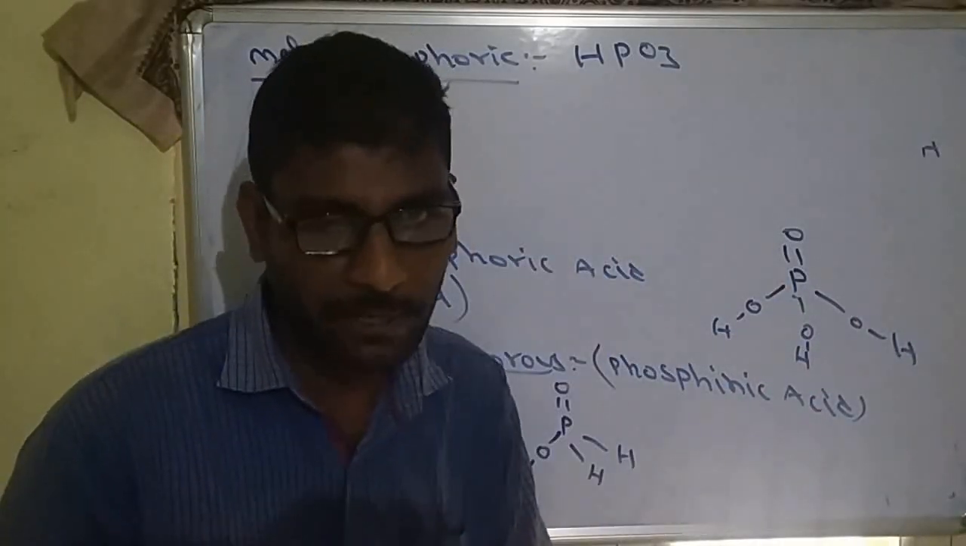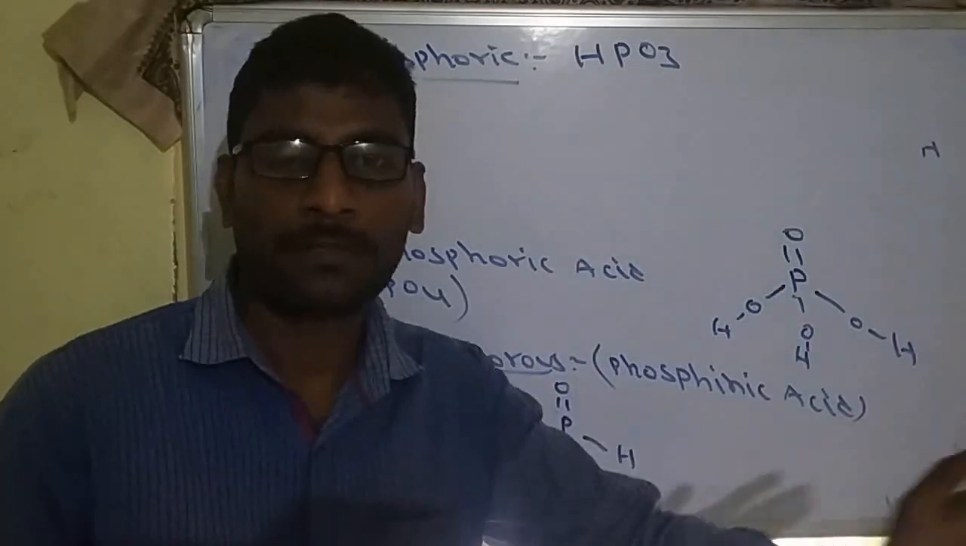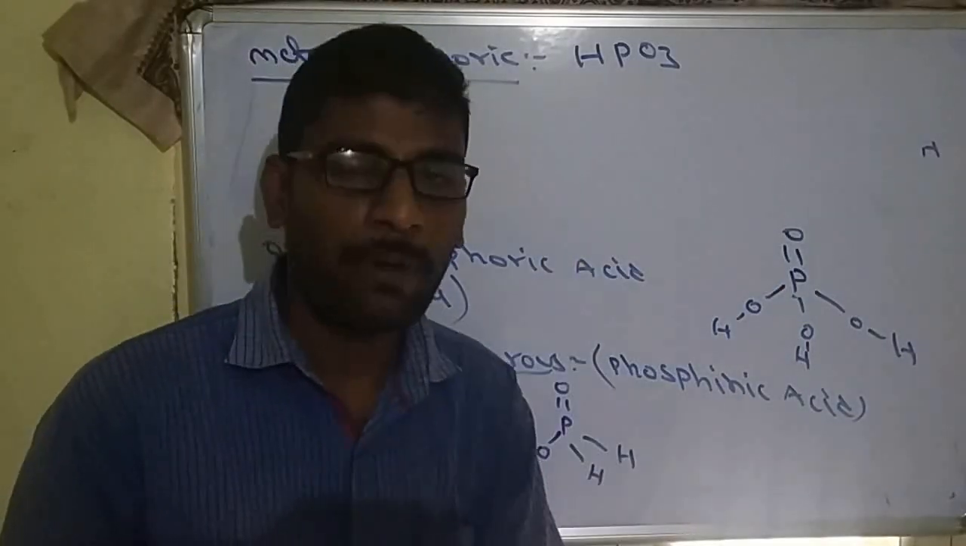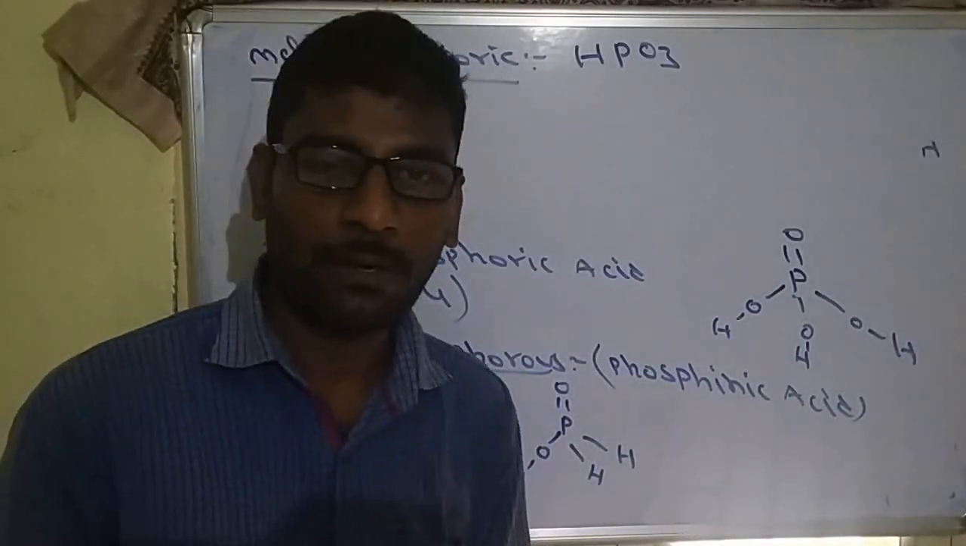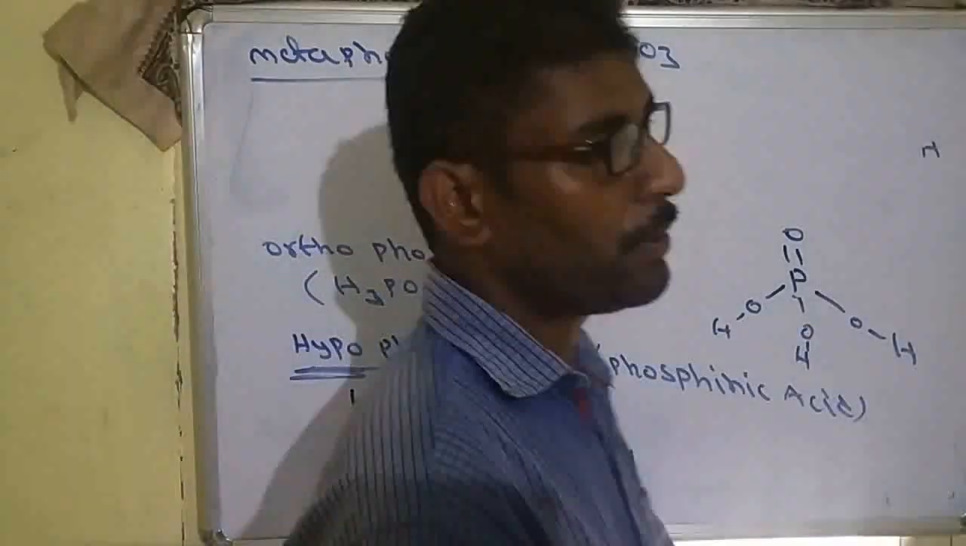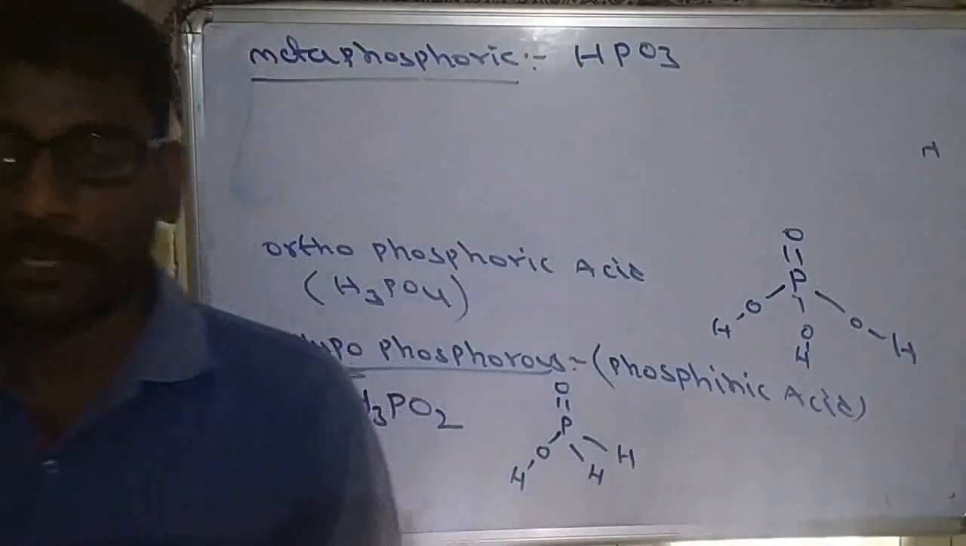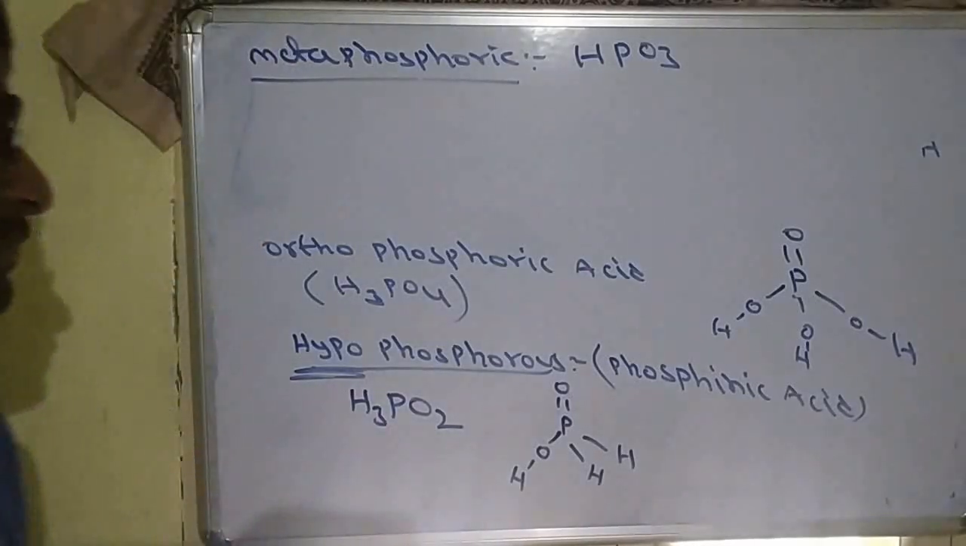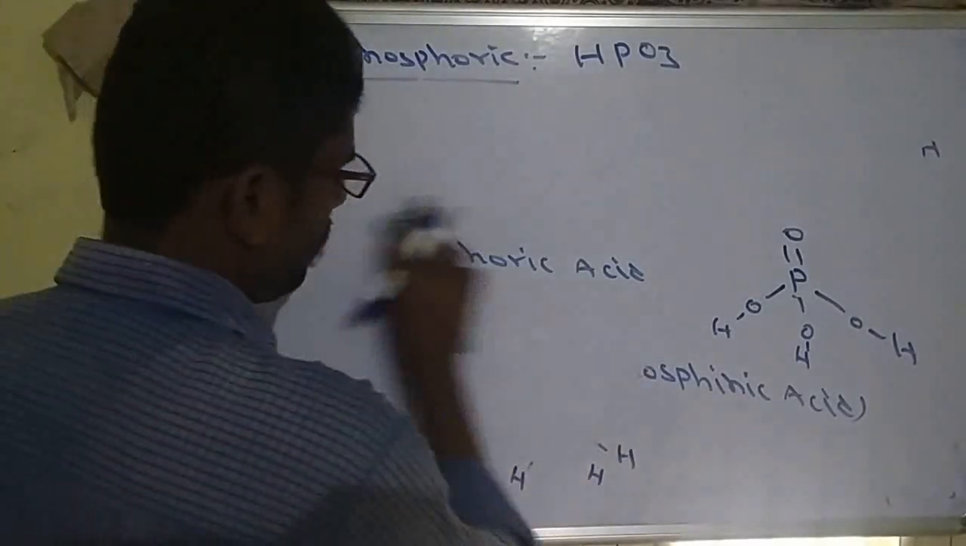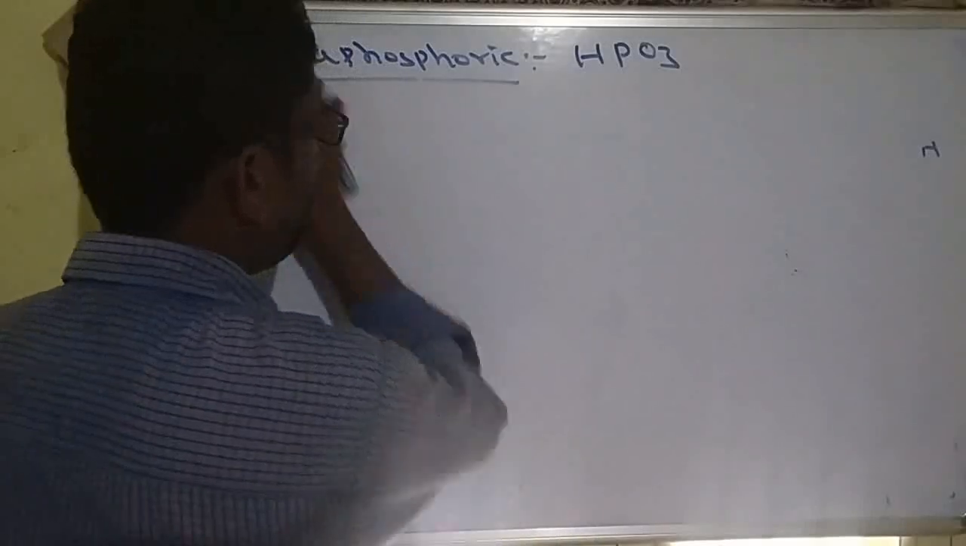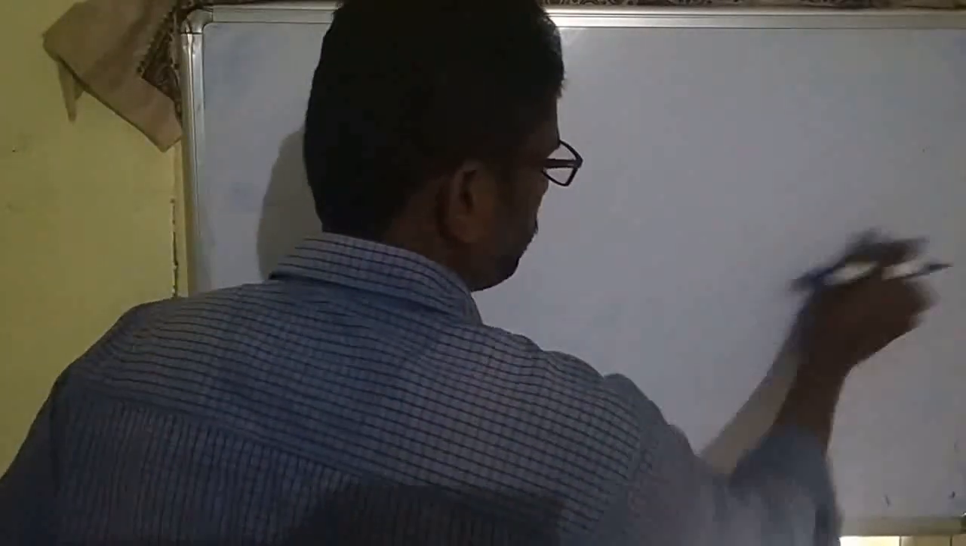Just remember four statements. Hypo means loss of oxygen. Meta means loss of water from one molecule. Pyro means loss of water from two molecules. Peroxo means addition of oxygen. So these are the oxo acids of phosphorus. Practice the structures. We will start the next group.